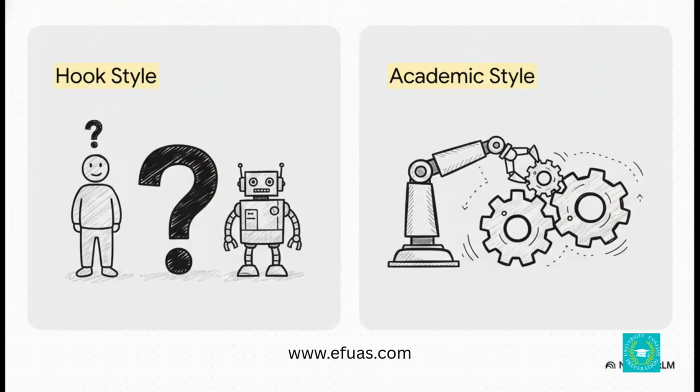Let's try another one, this time about artificial intelligence. A hook might ask, can artificial intelligence really replace human workers? But the academic version makes a strong statement instead. Artificial intelligence has begun to reshape labor markets and employment structures. Again, we're not asking a question, we're stating a fact, a significant development, using formal and specific language.